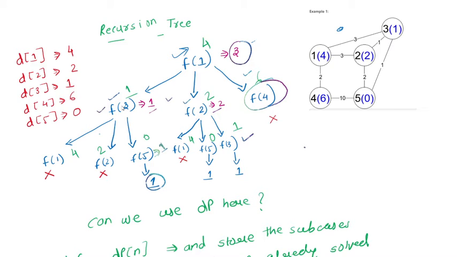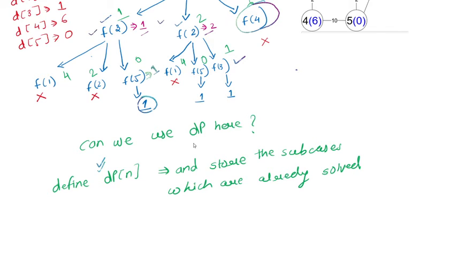Now the question is, can we convert this recursion into a DP? Yes, surely we can. That's what we need to do to get this solution accepted. So we need to first define a DP of length n, where n is the number of vertices, and we need to store all the subcases which we have solved earlier. If a subcase is already solved, we will simply return the dp of that particular vertex. Otherwise, we need to calculate for the subcase, store it into the dp and return that dp. So this is how that dp will work.